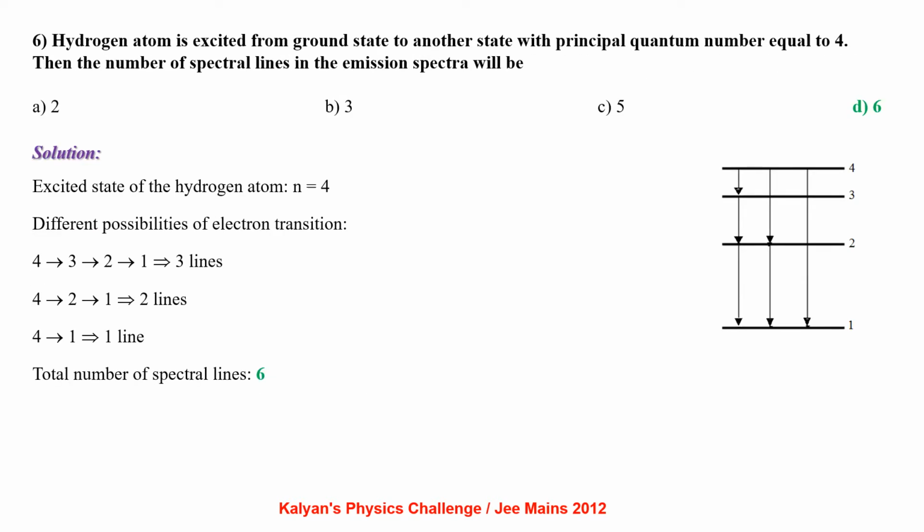Hydrogen atom is excited from ground state to another state with principal quantum number equal to 4. The number of spectral lines in the emission spectrum will be: excited state of the hydrogen atom n equals 4. Different possibilities of electron transition are shown in figure. We get the total number of spectral lines possible to be 6.